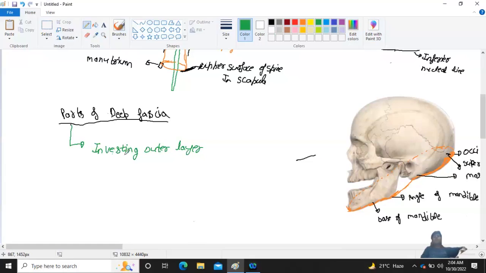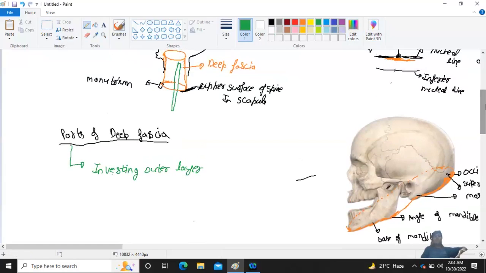This is the outermost layer. We draw this as the cover, so this whole is the investing layer of the deep fascia. Inside there are many other parts which cover important structures. All are parts of the deep fascia. All parts form the complete deep fascia.